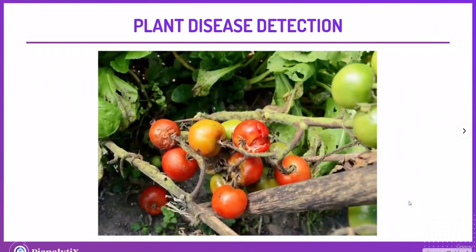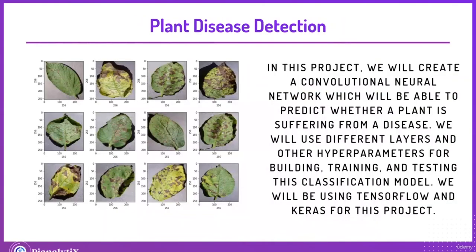Hello and welcome to this project on plant disease detection. In this project, we will create a convolutional neural network that will be able to predict whether a plant is suffering from a disease or not. We will be using different layers and other hyperparameters for building, training, and testing this classification model. This model is mainly built using TensorFlow and Keras.